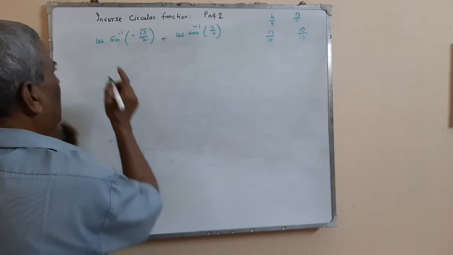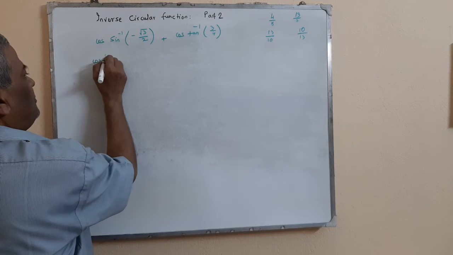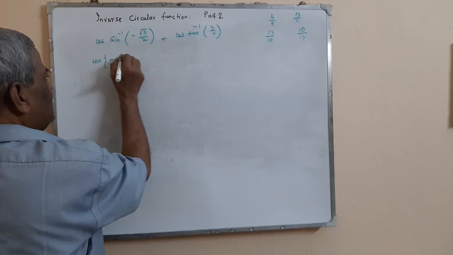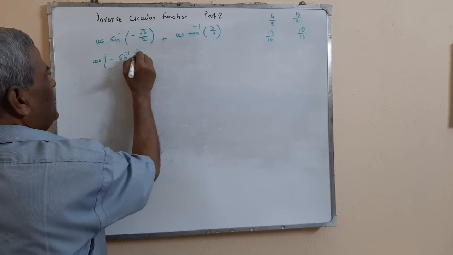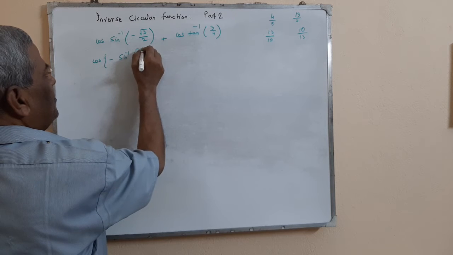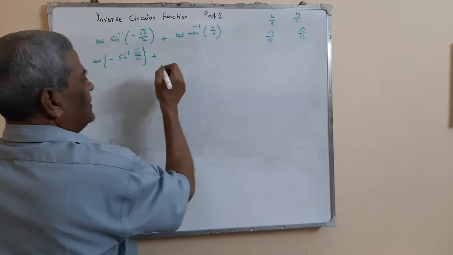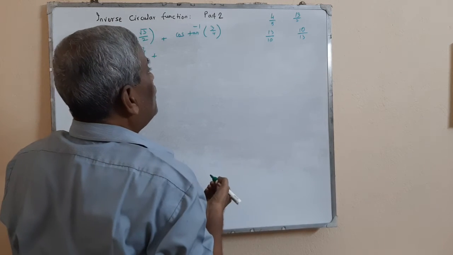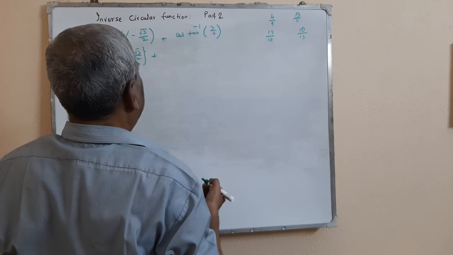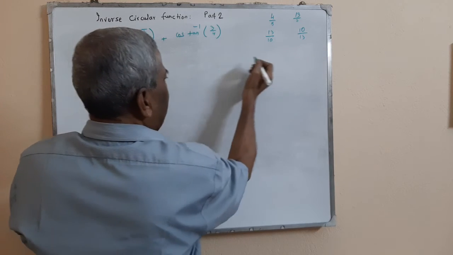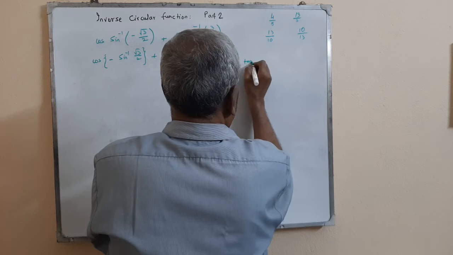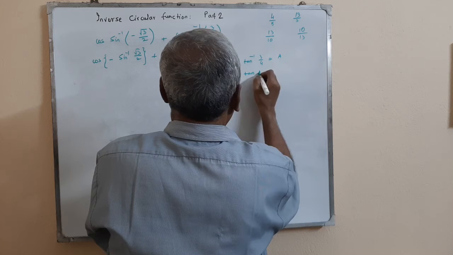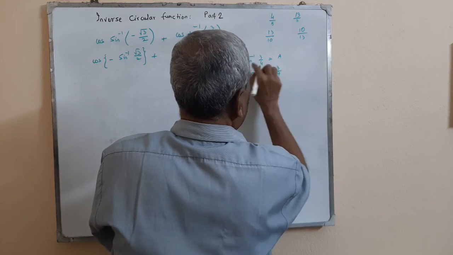Now let us simplify one by one. It is cos of sin inverse minus root 3 by 2, plus... try to make the tan inverse into cos inverse of something. For that purpose, take tan inverse 3 by 4 is equal to A. So tan A is equal to 3 by 4.